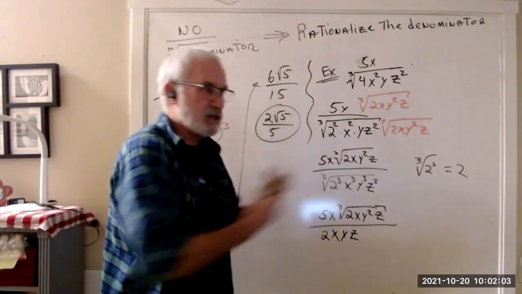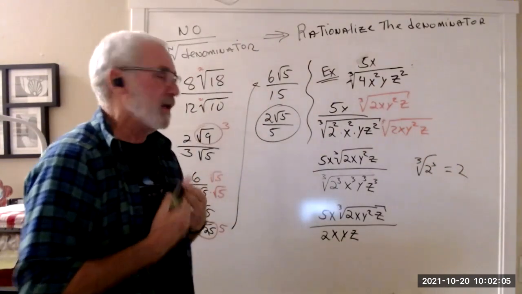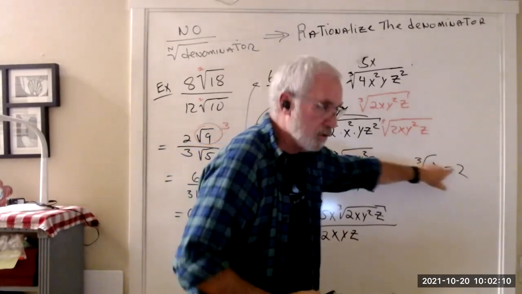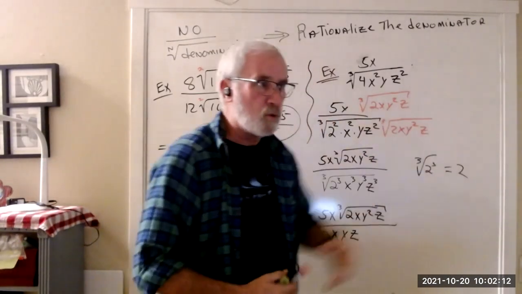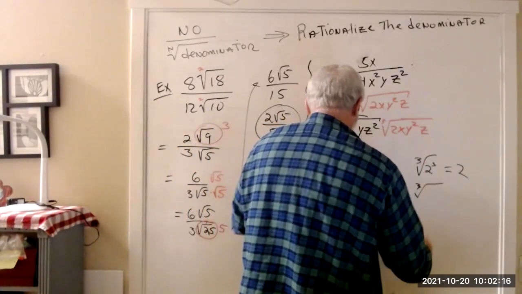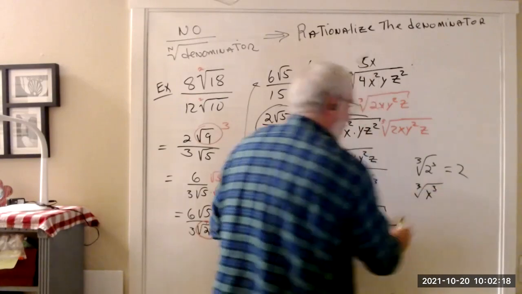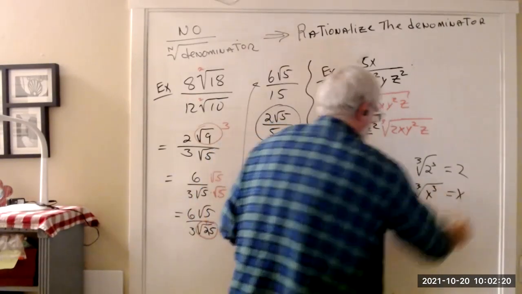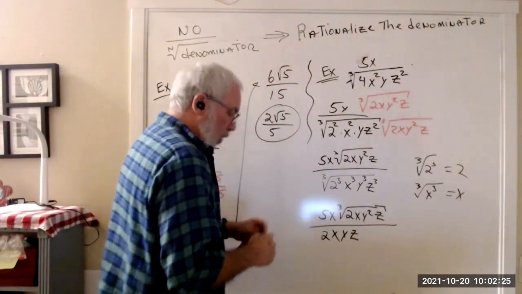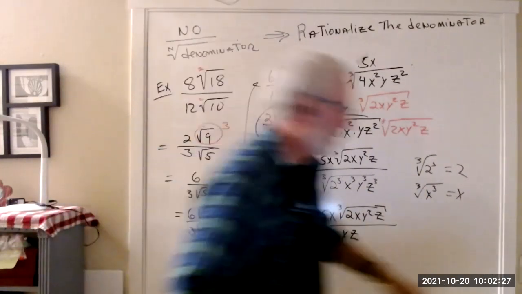What I said the other day is when you pull it out, it loses its power, and that's actually what happened. If you took the cube root of 2 cubed, you just get 2 by that basic rule. If you have the cube root of x cubed, you just get x. And so that's kind of what we're doing here. Now, we're not quite done.